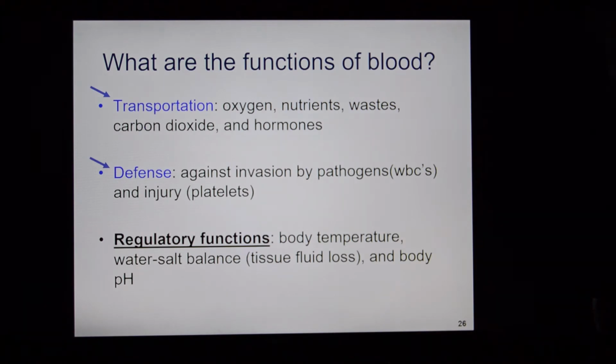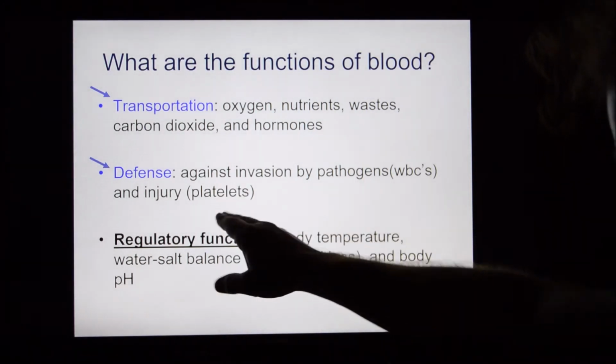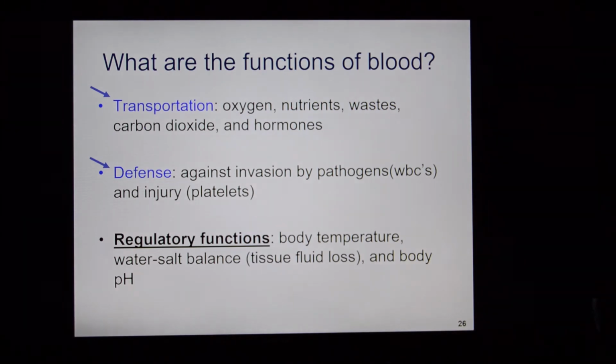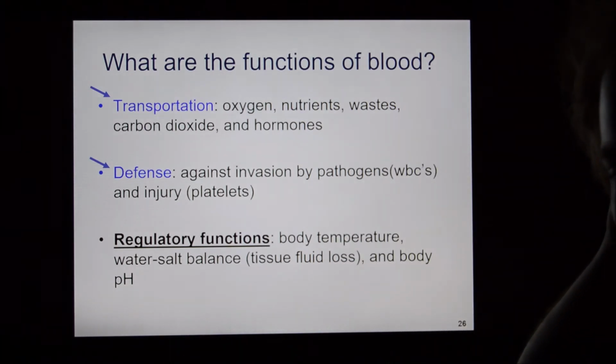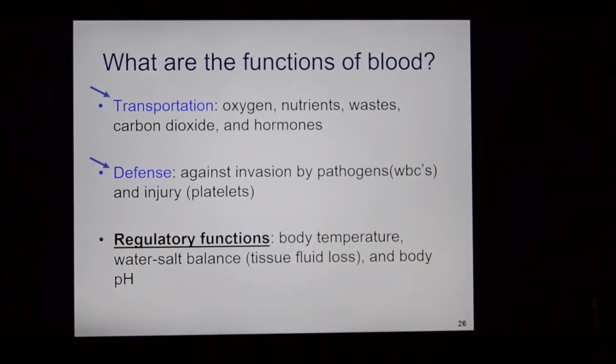White blood cells are concerned with fighting off bacterial infections or what have you, destroying virally infected cells. And then obviously platelets, which help to seal off busted vessels. Any openings in your cardiovascular system can be sealed off using platelets. Your blood's also going to have a variety of regulatory functions. The main one that comes to mind here is regulating your body temperature. The blood is certainly going to be involved in regulating body temperature.